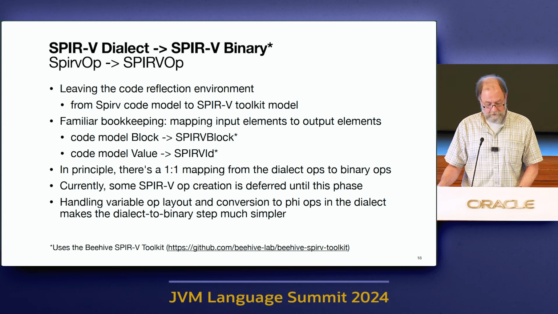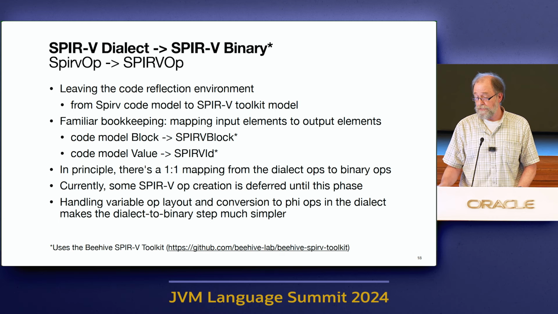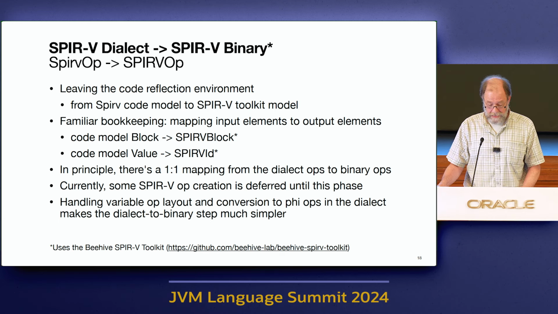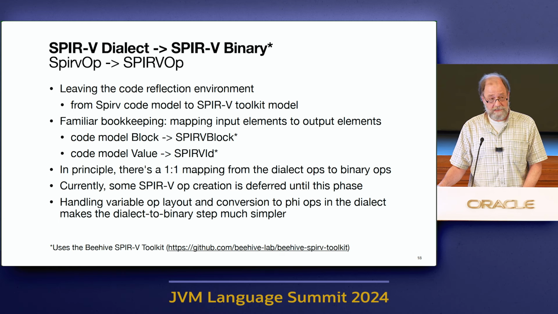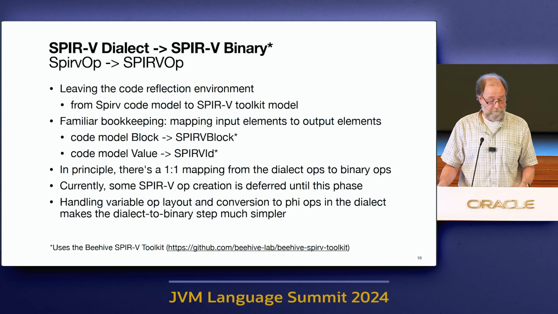And for this phase, I use a library called the Beehive SPIR-V toolkit. This is written by the same people who do the Tornado VM, and it's a really nice library. It's well thought out, and it's easy to use. It's pure Java.